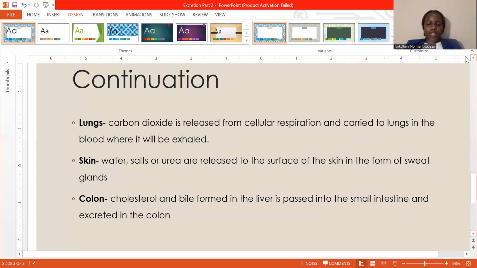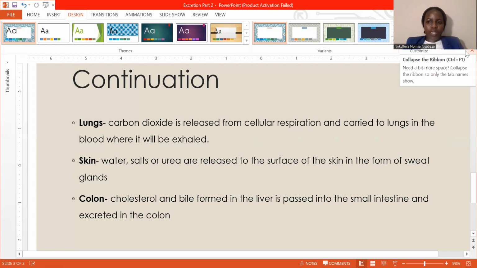And then we've got the lungs. The lungs are responsible for the excretion of carbon dioxide. Why are we saying carbon dioxide is excreted and not secreted? It's because anything that is excreted simply means it cannot be used in the body. So the lungs excrete carbon dioxide, reason being, as human beings, we do not need to use it.